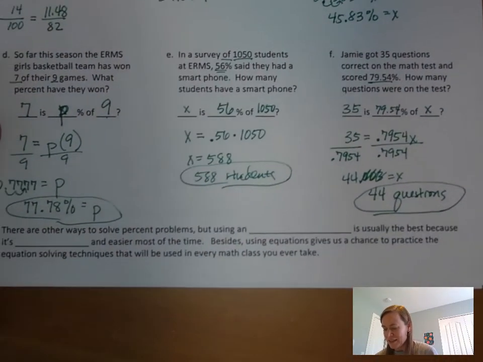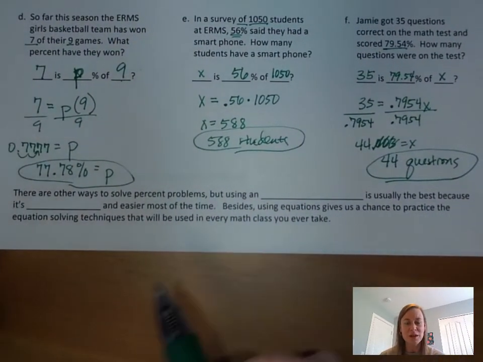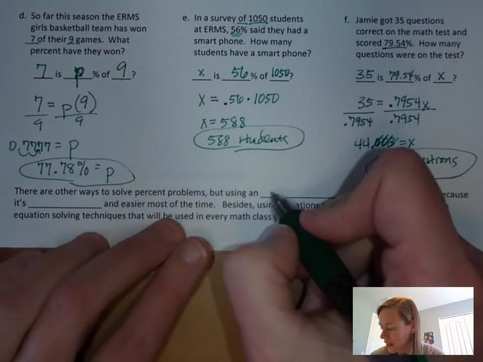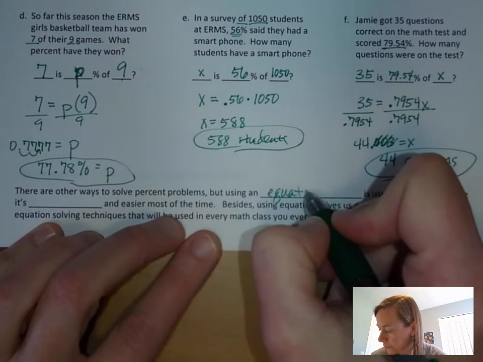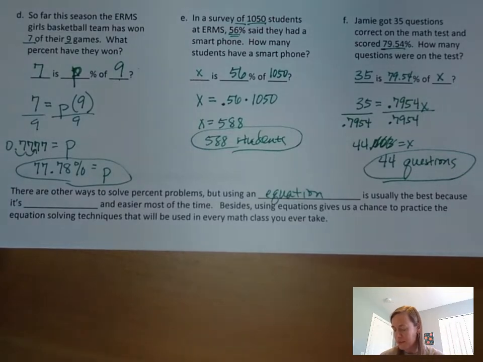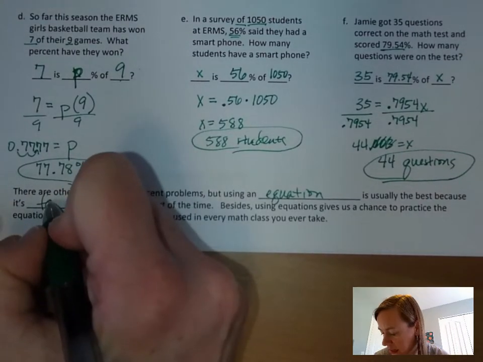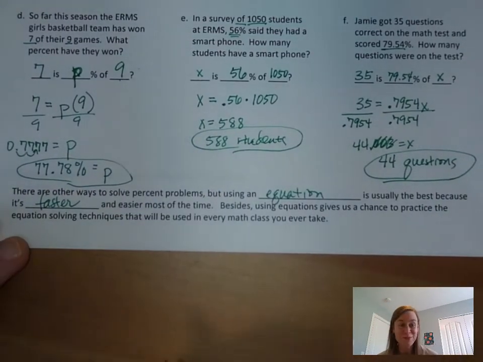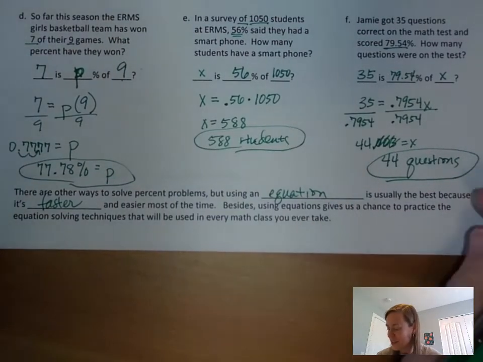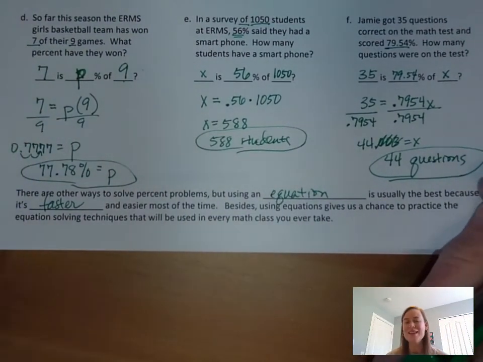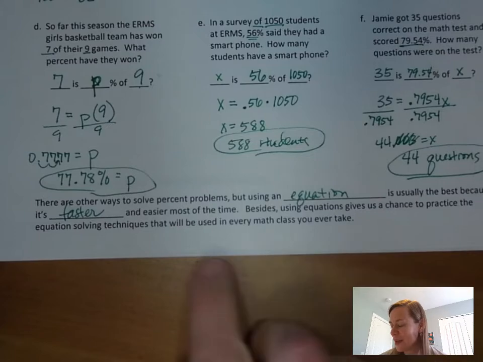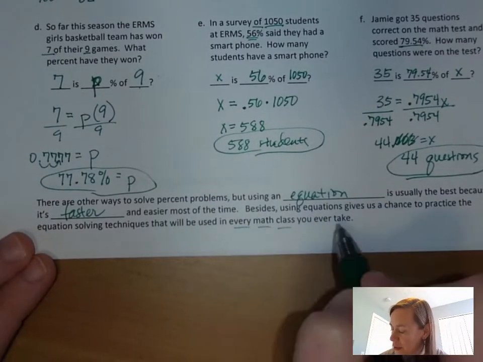All right, so it says there are other ways to solve percent problems like proportions, but using an equation is usually the best because it's faster and easier most of the time, especially with practice, right? Besides, using equations gives us a chance to practice the equation solving techniques that will be used in every math class you ever take. This is true. This is very true. They're just that useful, you know?